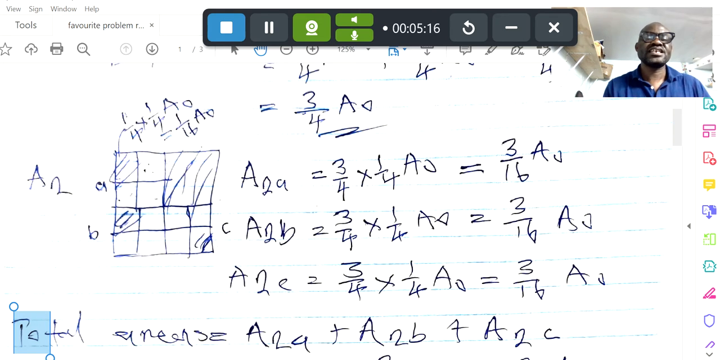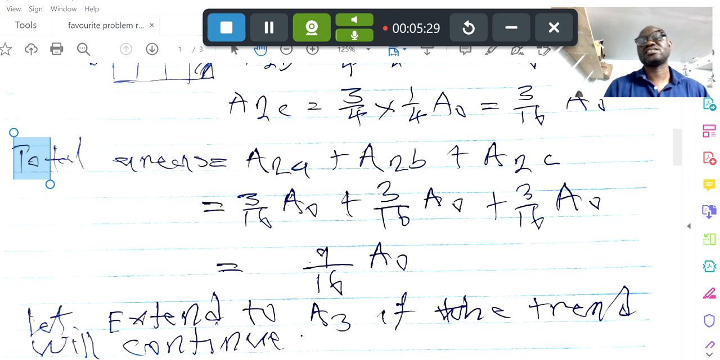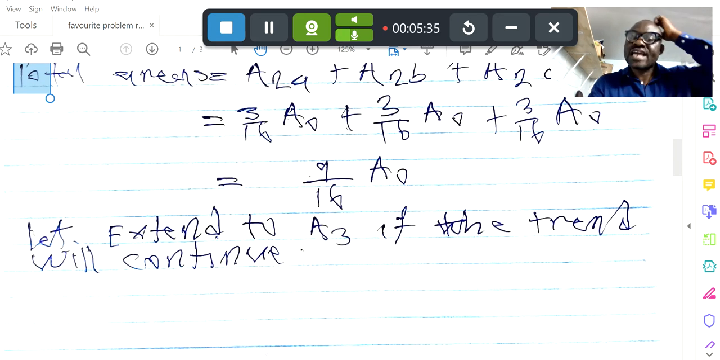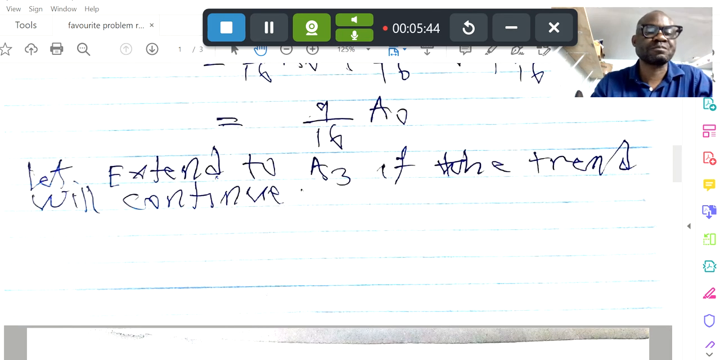It means all we need to do, since we know the area of each unit here is 1 over 16 A naught, is just multiply 9 by 1 over 16 A naught, and we also arrive at 9 over 16 A naught. That's another short way of thinking and doing mathematics. But sometimes it might not help, and a better explanation will give struggling students a better understanding of what we are doing in this place.